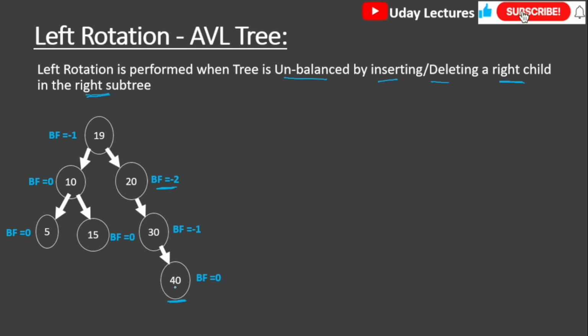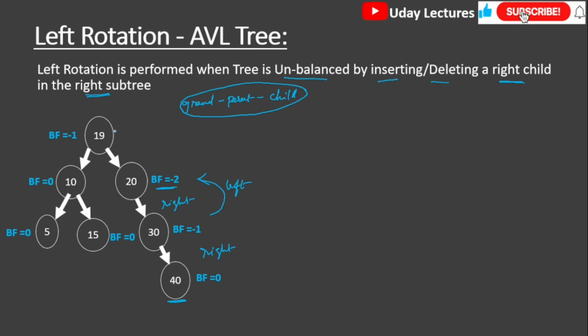So here the 40 is inserted as right child of right subtree, right? And that is why we will be performing a left rotation. So this we call left rotation because we are trying to push 20 to the left side where the balance factor is impacted. And do remember, this left rotation is always performed only between grandparent, parent, and child. So the left rotation must be performed only between these nodes.